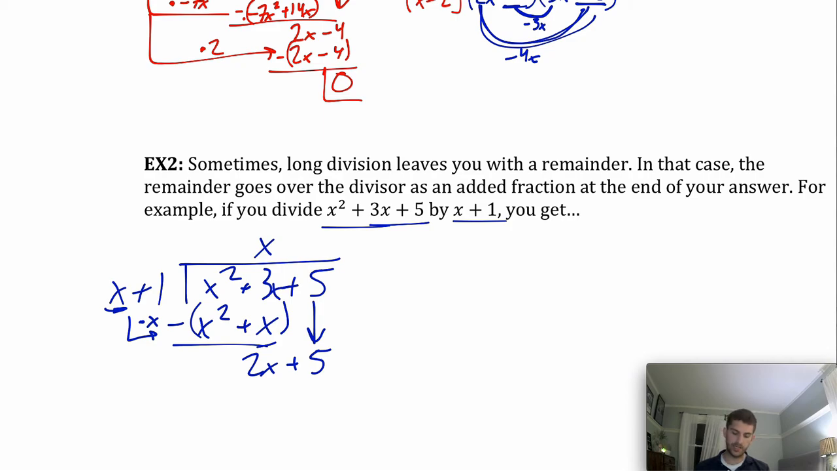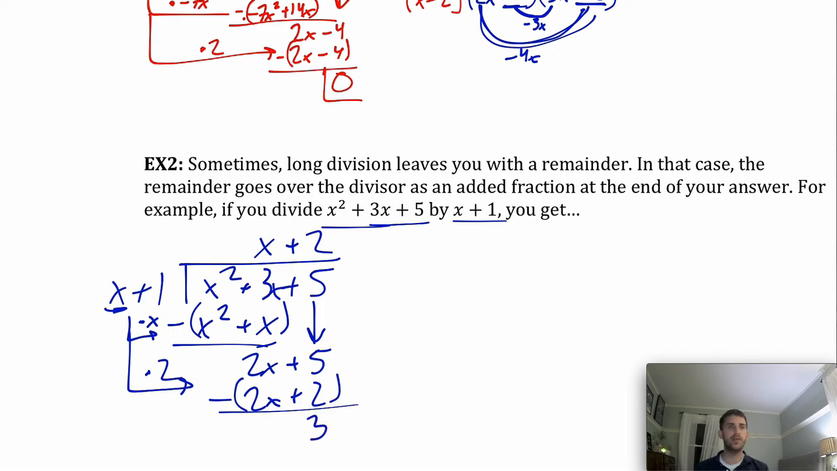X times what gives us that now 2x, so that's plus 2. So we have this whole thing times 2. X times 2 is 2x. 1 times 2 is 2. And we'll subtract, and we end up with 2x minus 2x, which is 0. 5 minus 2 is 3.